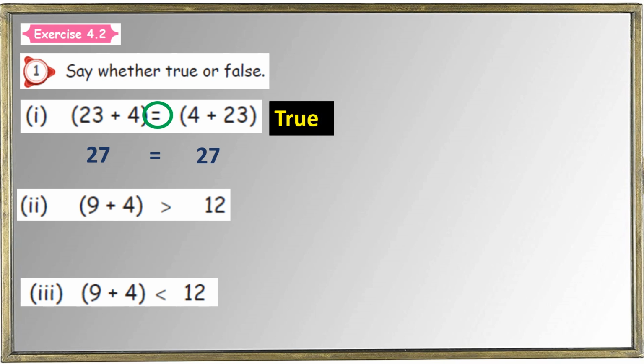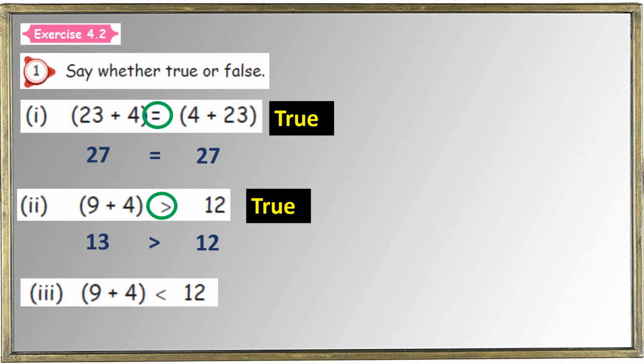Fine. Then come to the second one. 9 plus 4 is greater than 12. Let us find the answer here. 13 is greater than 12. Yes. They have also given a greater than symbol. So the statement is very perfect. So the answer is true.